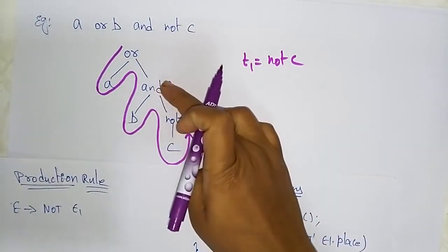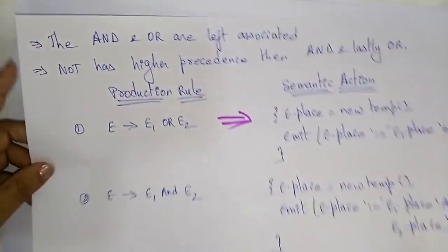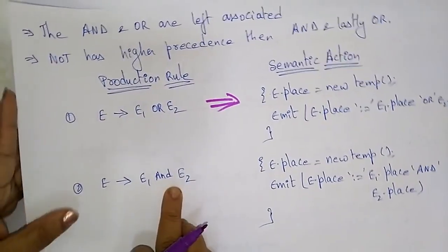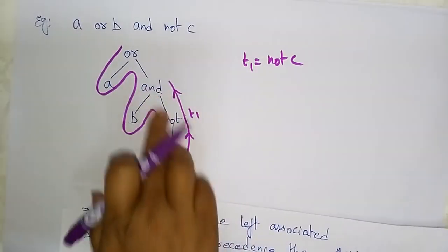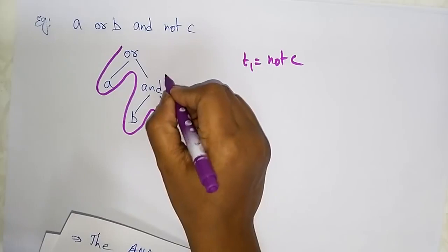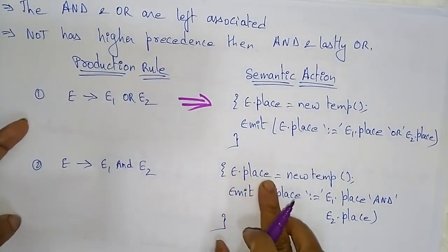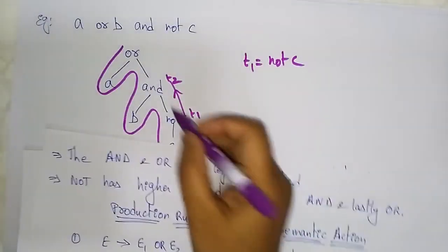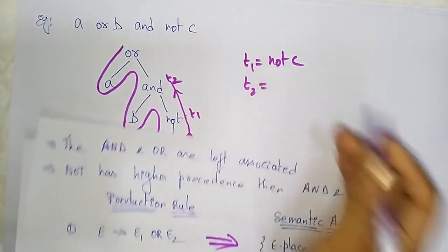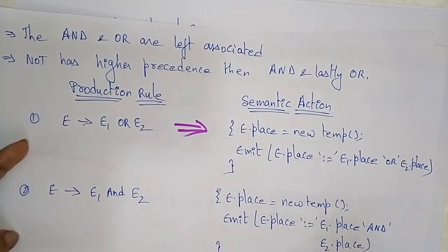Okay. And B and T1. So B and, what is the production? E and E2. So B and T1. Let's take this T2. So for this production, what is the action? E dot place is equal to new temp. So let's take the temporary variable T2. And for that you have to emit E dot place is equal to E1 dot place and E2 dot place.